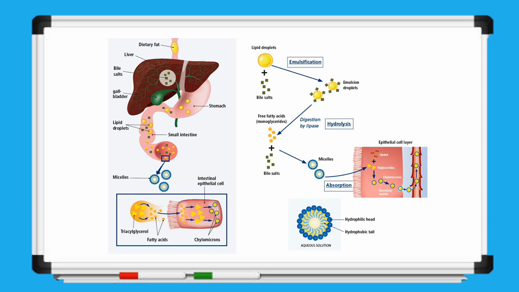Now, because there are many more small droplets, the total surface area is much bigger. This gives lipase enzymes plenty of space to act. Lipase then breaks the fat into fatty acids and monoglycerides, which group together into tiny micelles. These micelles are small enough to be absorbed through the walls of the small intestine and passed into the bloodstream.